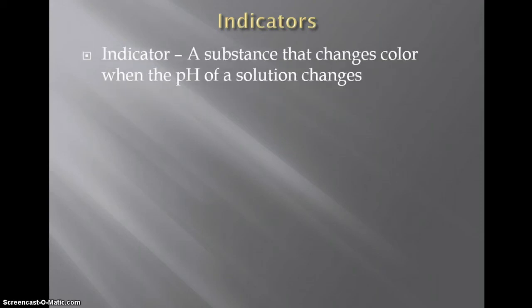And we won't go into a lot of detail about what indicators are and how they work. Some of that is experiential, so we will have a lab where we do some of this in class. But right now, let's just wrap our minds around what they are. An indicator is simply a substance that changes color when the pH of a solution changes. And there's quite a few of them.